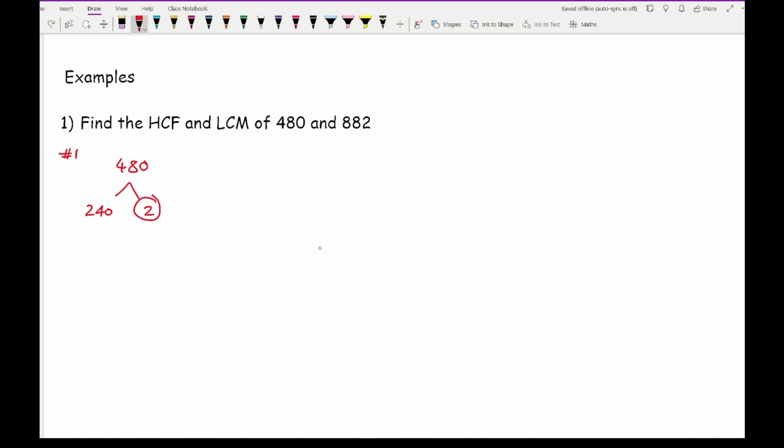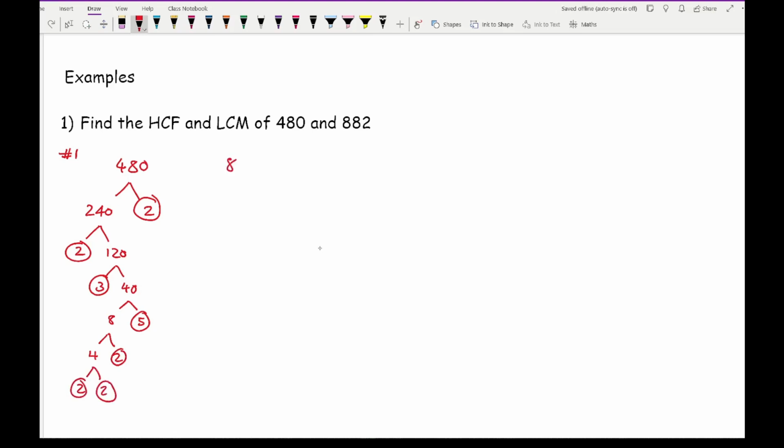Now remember that the numbers that you choose might differ from the ones that someone else is using, but ultimately what you should have is the same numbers being circled. So here let's go for 2 times 120. And then let's change it up. Let's go for 3 times 40. Then 8 times 5. And then 4 times 2. And then 2.